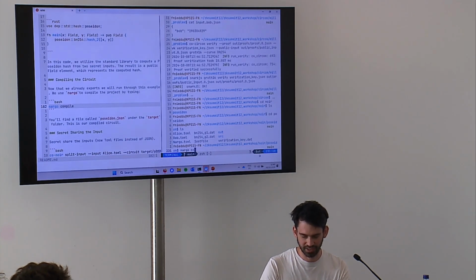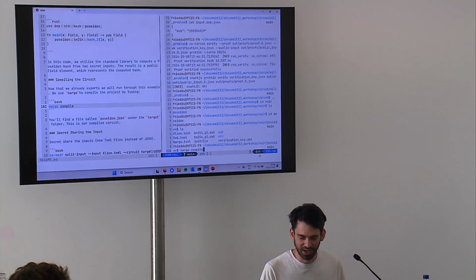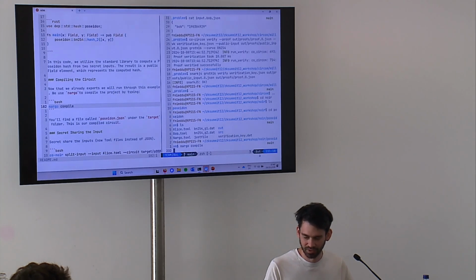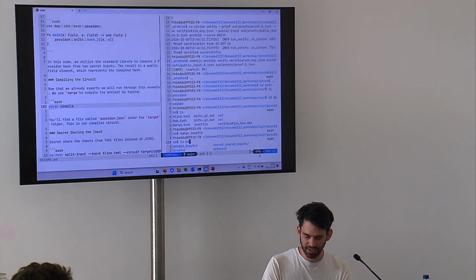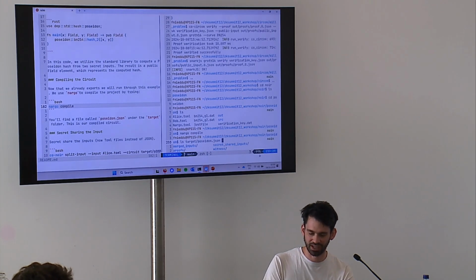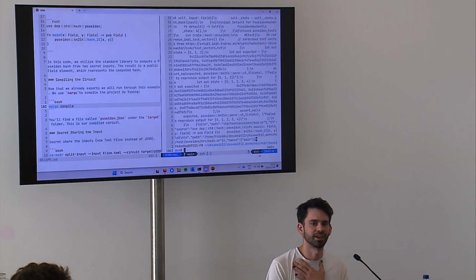So we just write nargo compile. Nargo is the package manager, I'd say, for Noir. And we compile the circuit. You should then have in the target folder this Poseidon JSON. It's just some artifact that they produced.